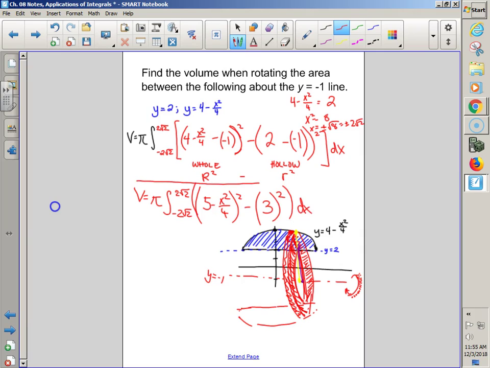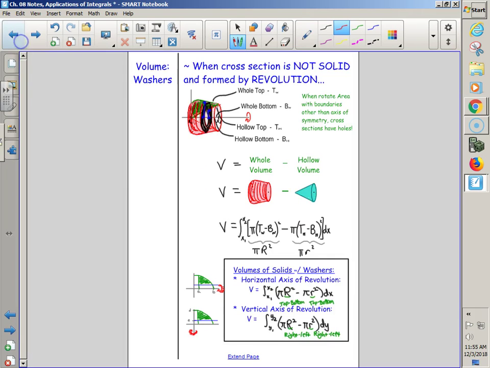But either way, you have to consider the entire solid and then punch out, aka subtract the hollow. So a pi big R squared minus a pi little r squared, and that's how you apply what you see here. We just pulled the pi out in front.